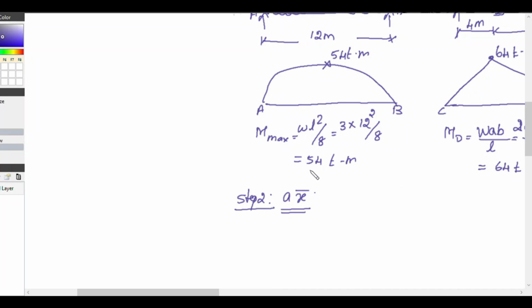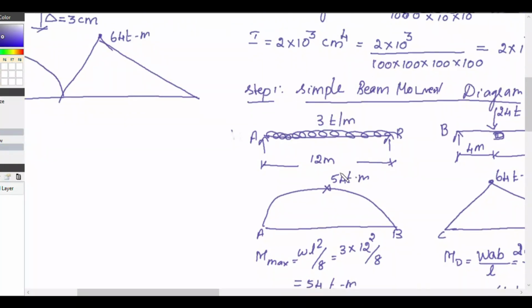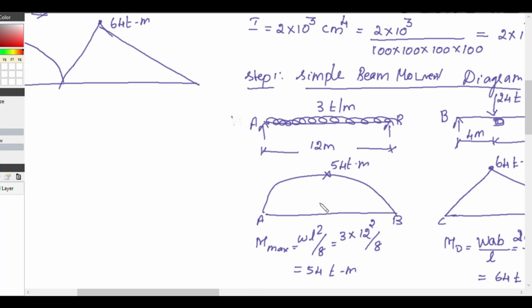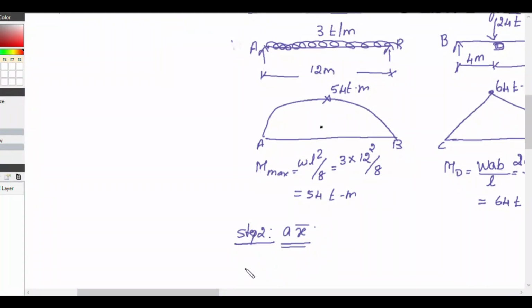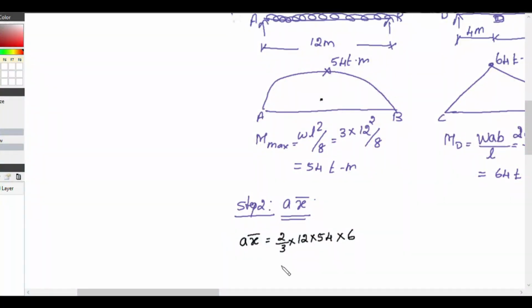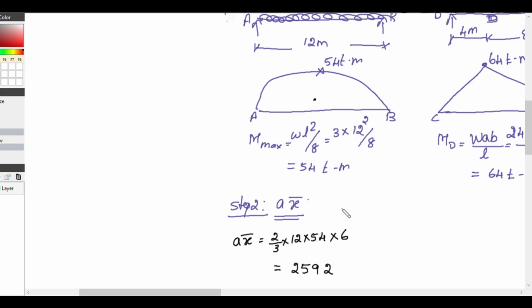So for the span AB, it is a parabola. So the centroid lies exactly at the midspan. That means it is the same from both A and B. So our A into x bar will be equal to, the area is 2 by 3 into base is 12, height is 54, multiplied by half of the distance, that is 6. So what we get is A into x bar is equal to 2592. Now for this, see, this is from A and from B the value will be same.